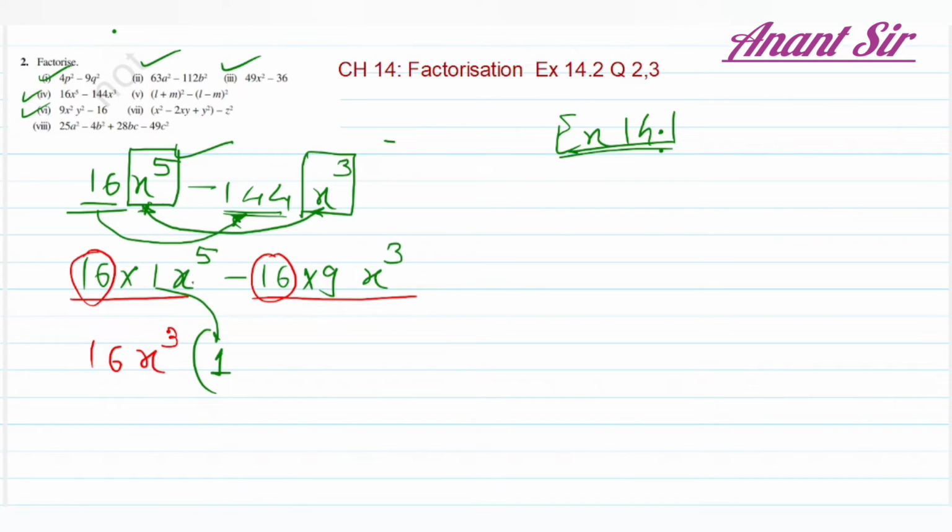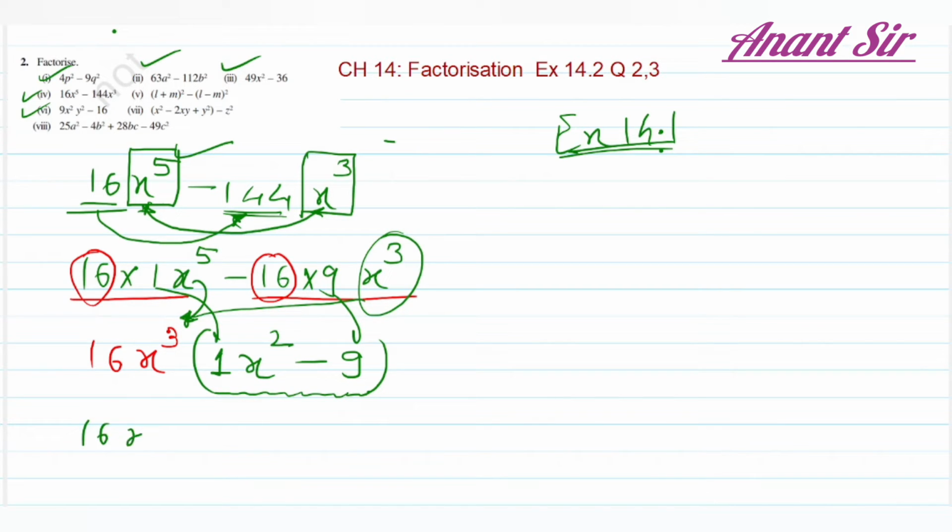Out of the x to the 5 we have taken 3 common, so x square will remain here and it will be 9 only here. There won't be any x here, right? Because there were 3x and we have taken x cube common. So now you can easily solve this one bracket.